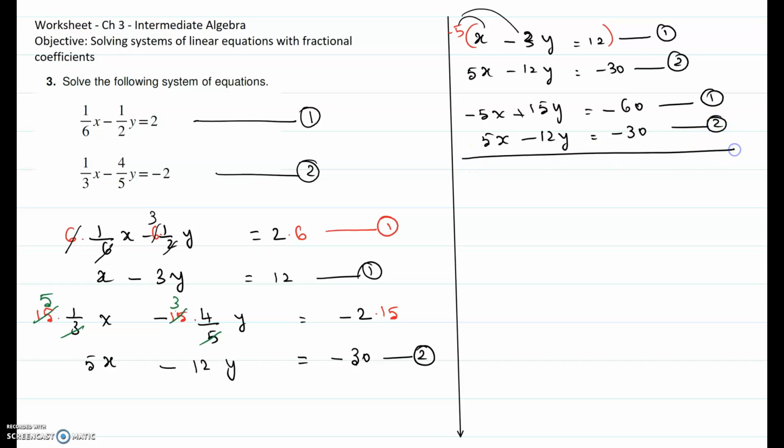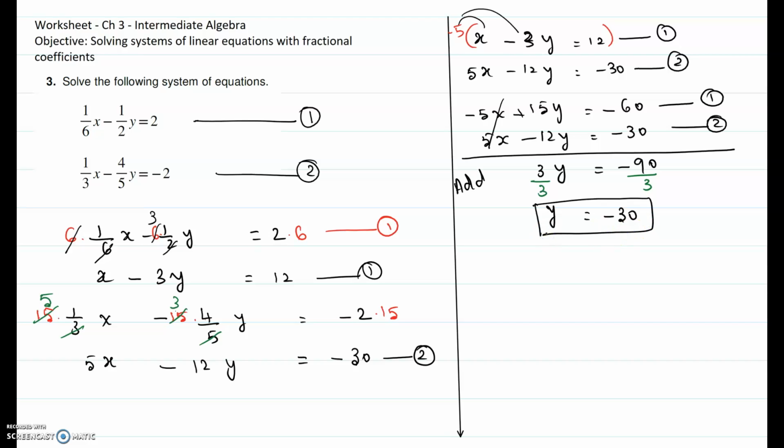Now we are going to add the two equations in order to eliminate the x. So these two cancel out. We get 15y minus 12y, that will be 3y. Negative 60 minus 30, that will be negative 90. Now we divide both sides by 3 in order to isolate y. So we get y equal to negative 30.